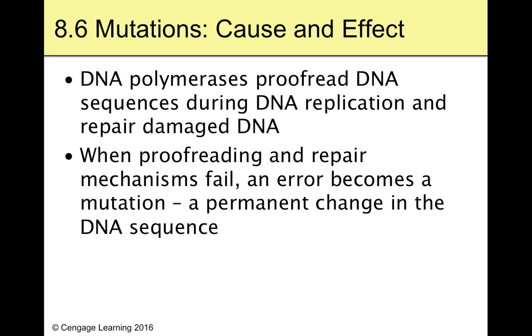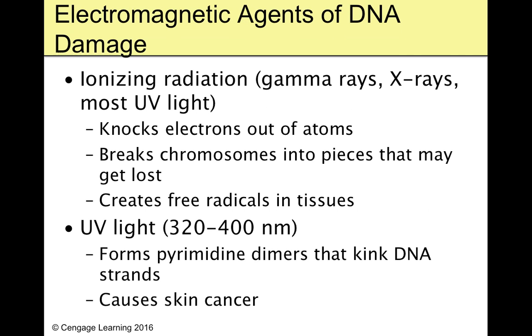If there's damaged DNA, we're going to take it out and try to repair that. But when we can't, or these mechanisms fail, or we're continually exposing ourselves to chemicals that cause DNA mutations, an error becomes a mutation. And all a mutation is, is a permanent change in the DNA sequence. And that is probably not good. There's a lot of different things that can give you mutations.